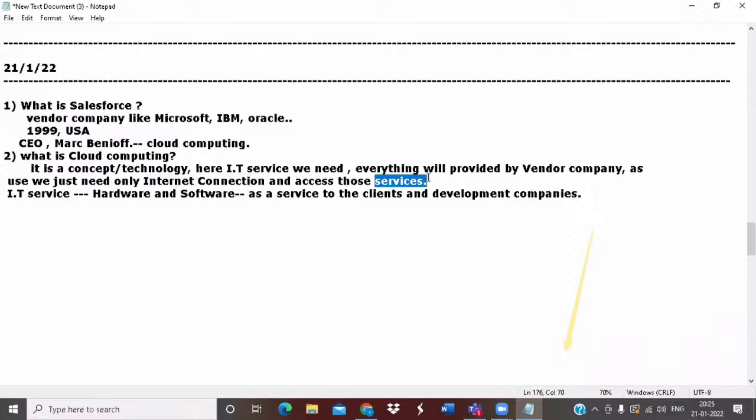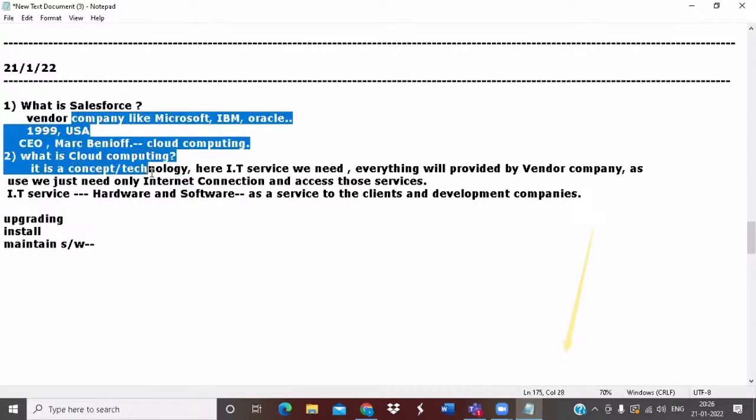In the traditional approach, in the olden days, both the clients and development companies had to keep on upgrading the software, keep on installing the software, and maintain the software. Upgradation, installation, maintenance, everything was taken care of by the client and development companies. But once cloud computing came into the market, upgradation, installation, maintenance, everything is taken care of by the vendor company. As a user, we just need an internet connection to access these services. So this is the exact meaning of cloud computing. These are the two important points we discussed in the last class.